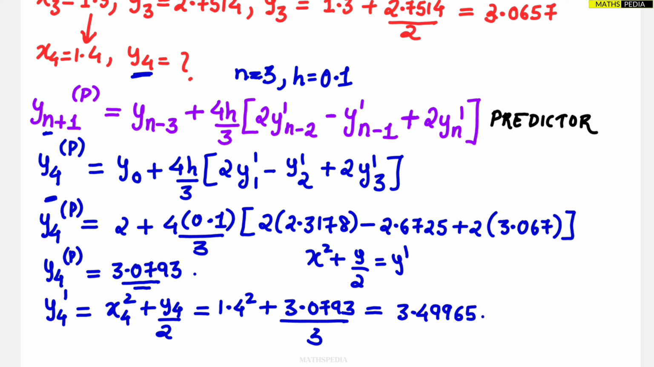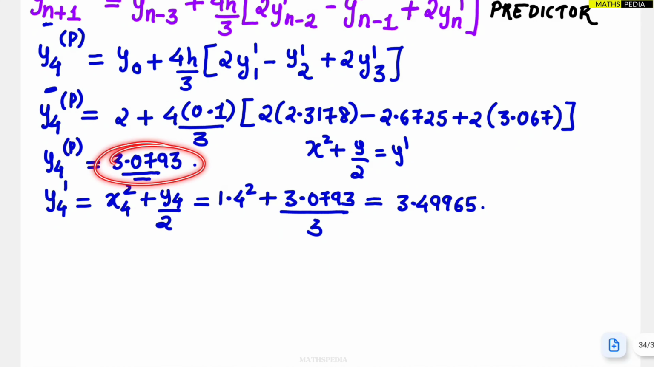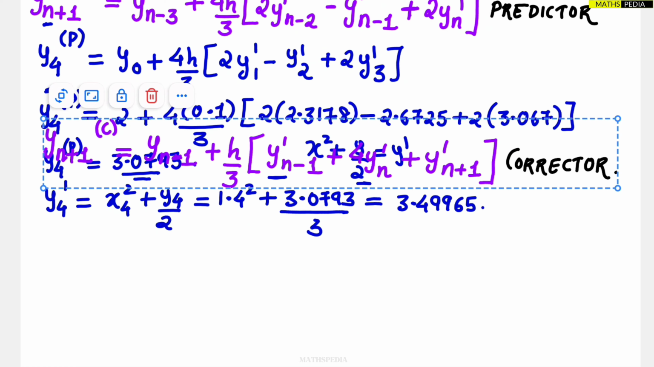Now we have to consider the corrector formula. Why we have to consider corrector formula? After getting the value of y4, remember that corrector formula is used to correct the particular value which we have got using the predictor formula. So predictor formula is just finding out the unknown value. After that we have to correct the unknown value. So this particular value will be same or different or slight difference will be there. This will be estimated by using the corrector formula. So let us now go for the corrector formula.